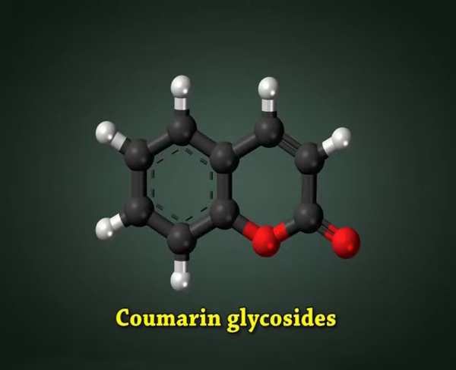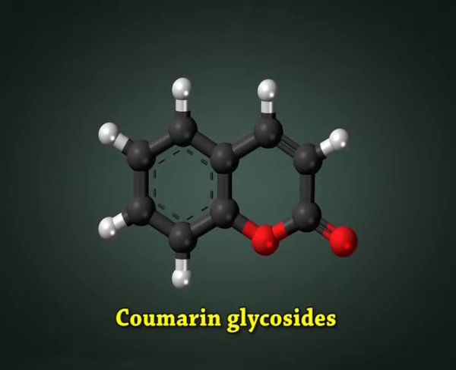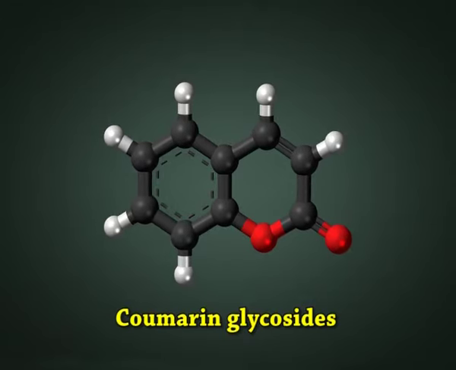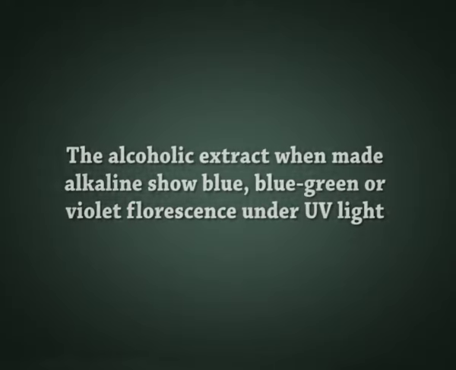Coumarin glycosides can generally be identified by their aromatic odor and fluorescence shown under ultraviolet light. Remember, we said they give blue, bluish green or white fluorescence under UV light. The alcoholic extract, when made alkaline, shows blue, blue-green or violet fluorescence under UV light.